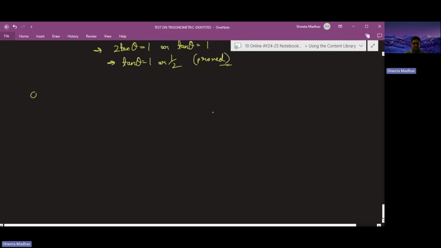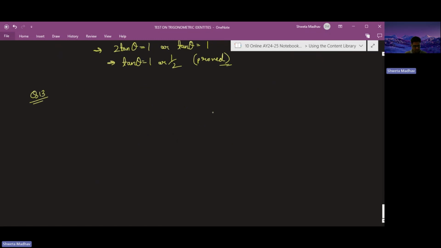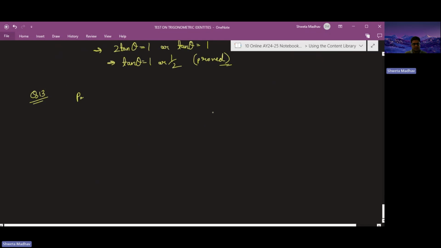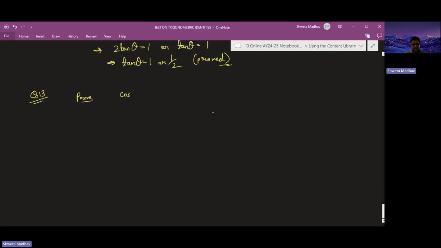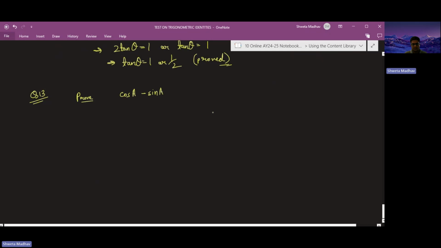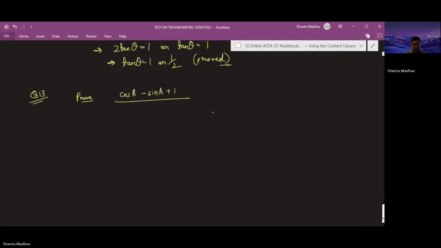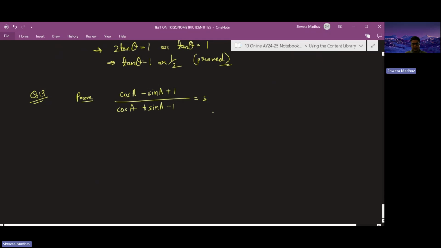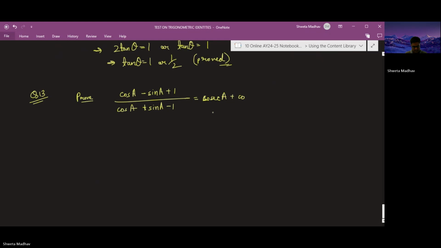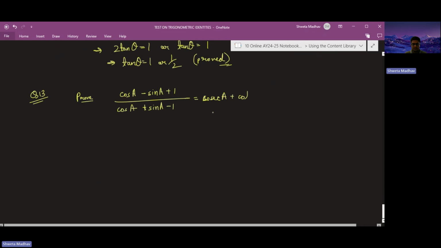Then in question number 13, it has been told that you have to prove that cos A minus sin A plus 1 divided by cos A plus sin A minus 1 is equal to cosec A plus cot A. So now we can start from the left hand side.